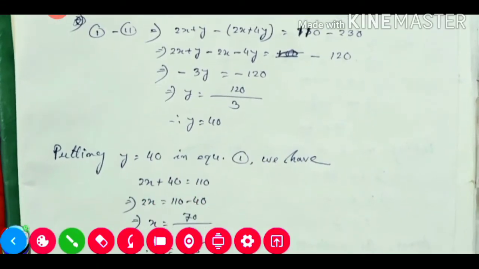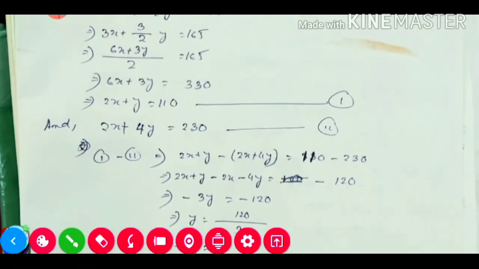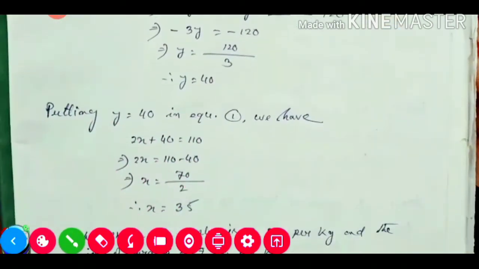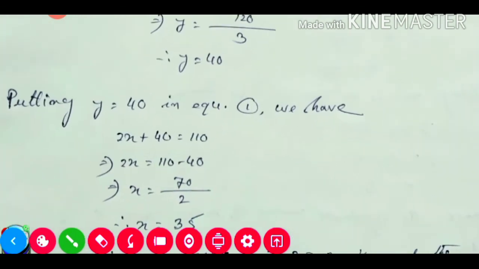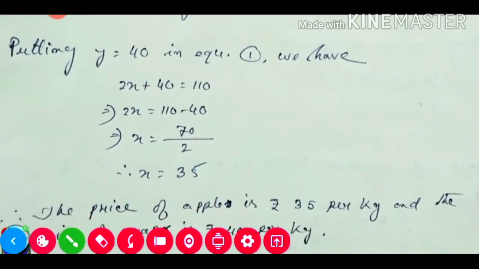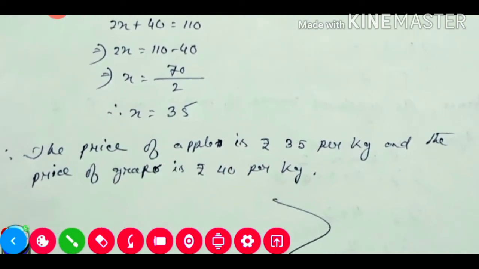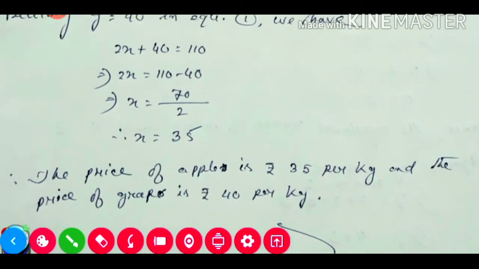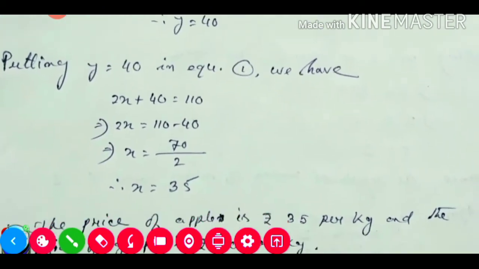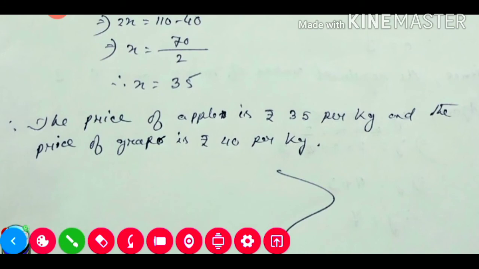Now putting y is equal to 40 in equation number 1. So equation number 1 is 2x plus y, with y value 40, is equal to 110. 40 will shift to the right hand side, so minus. 110 minus 40 is equal to 70. Now 70 divided by 2 will be 35. Therefore the price of apple is rupees 35 per kg, and the price of grapes is rupees 40 per kg. Y is grape, so we got 40, so the grape price is 40 per kg.